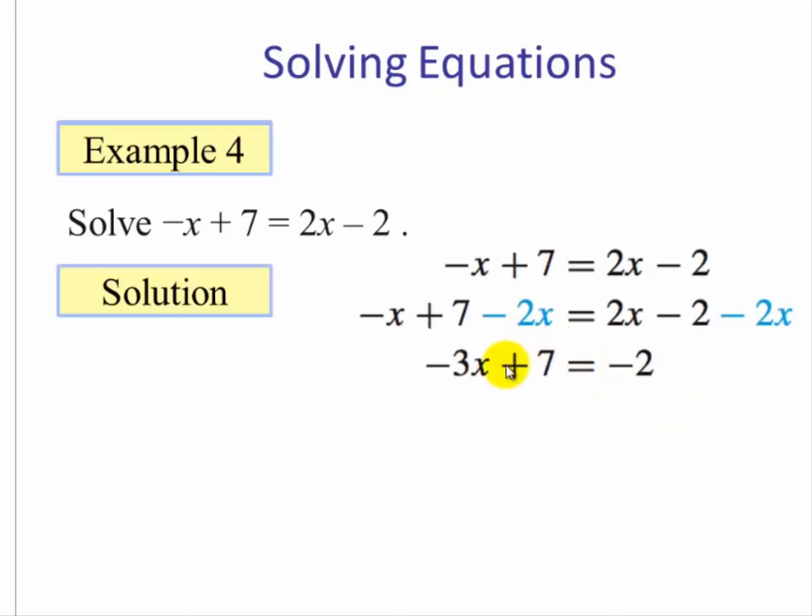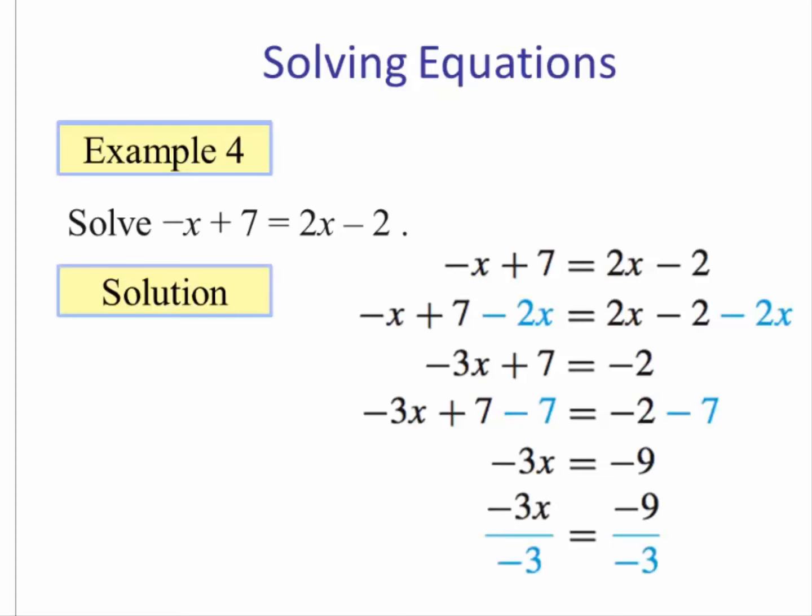The next step is we want to cancel out the plus 7, so we subtract 7 to both sides. That leaves us with negative 3x equals negative 9. And of course divide by negative 3, and we get x is equal to a positive 3.